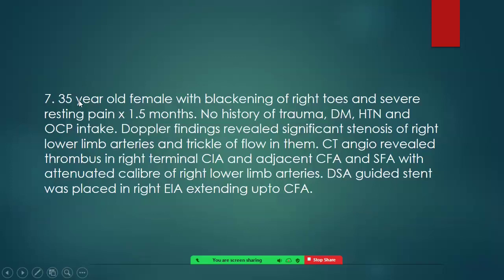This is another case of a 35-year-old female with blackening of the right toes and severe resting pain. This is a very young female with no history of diabetes, hypertension, or smoking. She has a thrombotic disease of the SFA, very small. Only the proximal part of the SFA was involved in CT angiography, with attenuation of the distal SFA.